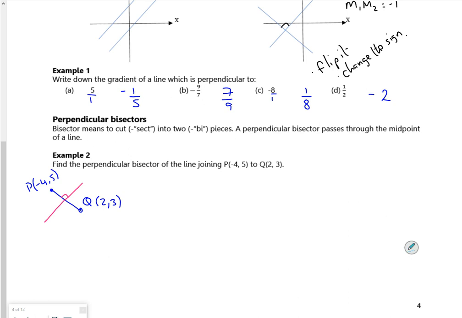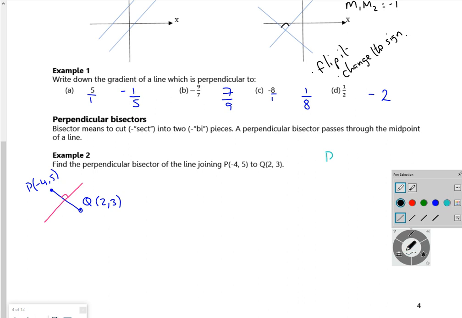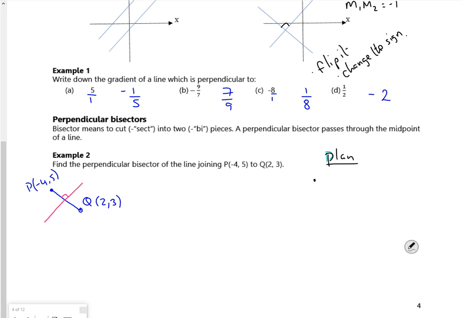So I've got to think, if we're in class now, I'd get you to come up with a plan. And the plan that you would come up with is finding the midpoint, finding the gradient for P to Q, and then make it perpendicular.